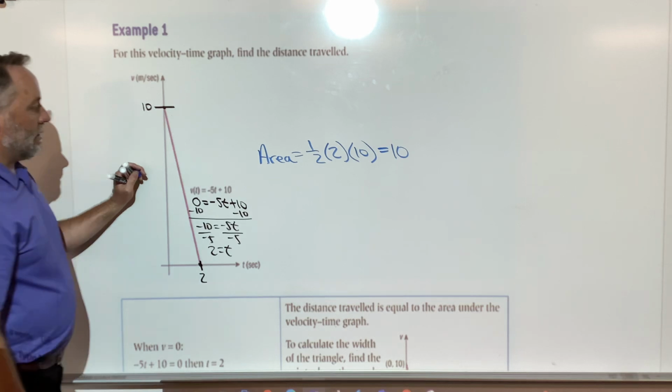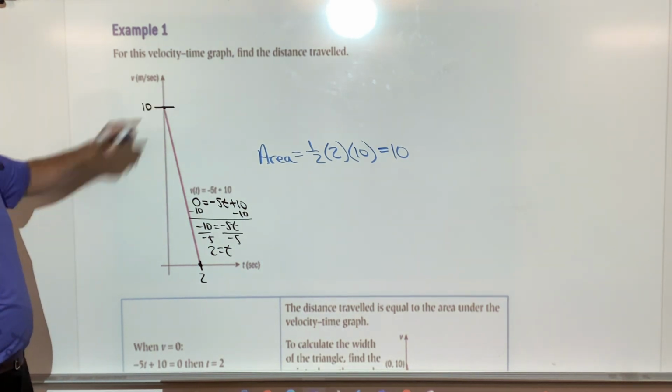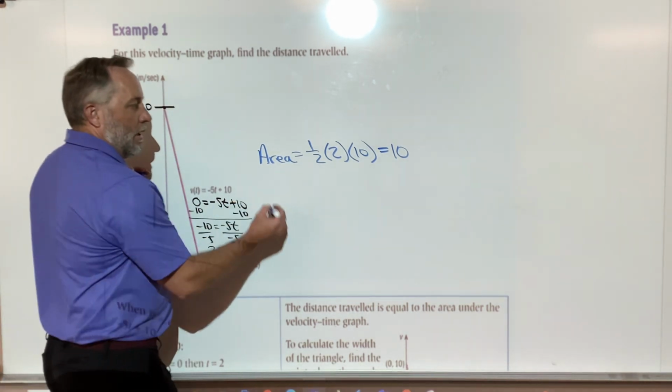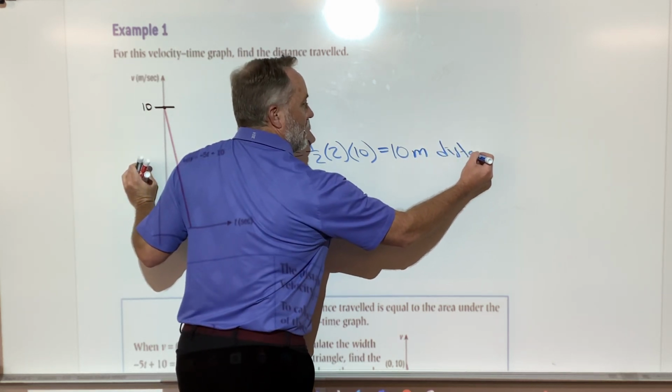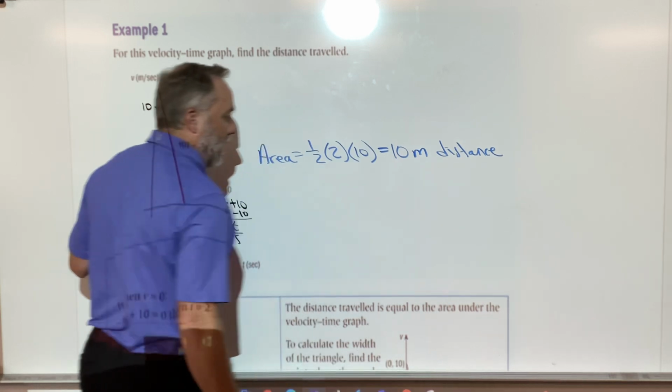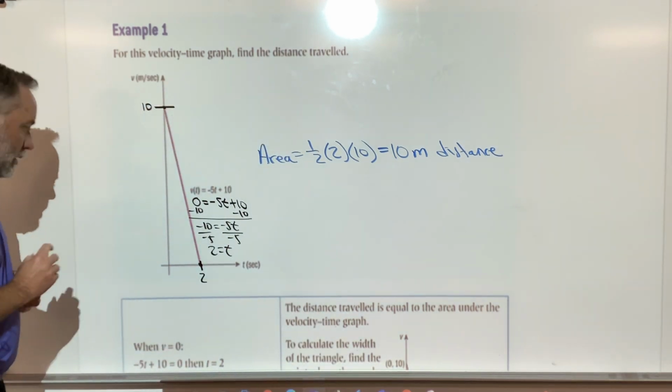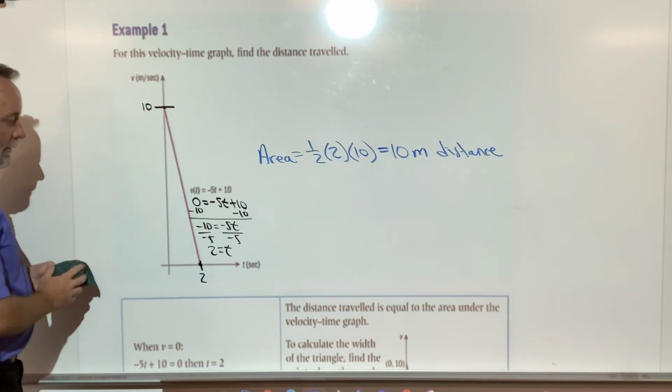And so in this case, this time it's measured in meters per second. So the area under the curve is 10 meters, which gives us our distance. So our total distance traveled in this situation would be 10.